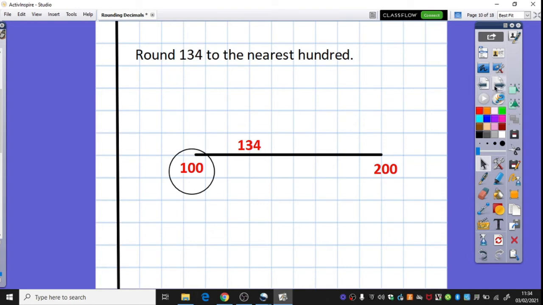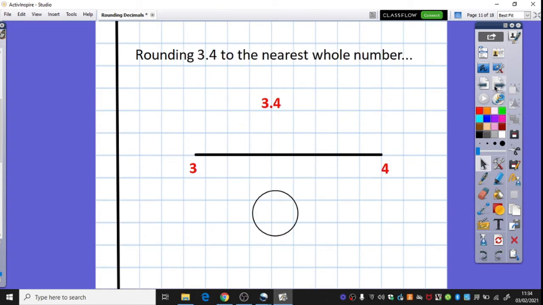So what we're going to do is apply this knowledge now to decimal numbers. So I've got the decimal number here, 3.4, and I'm being asked to round this number to the nearest whole number. The whole number that comes before 3.4 is 3. The whole number that comes after 3.4 is 4. Now, if it was roughly halfway would be 3.5.